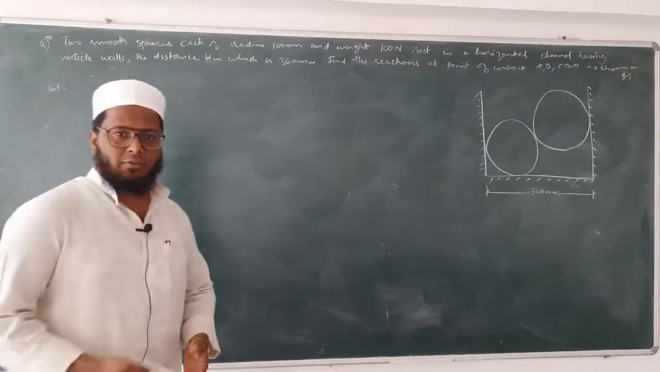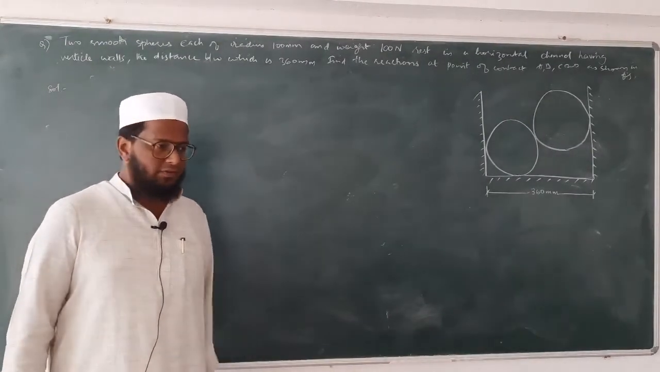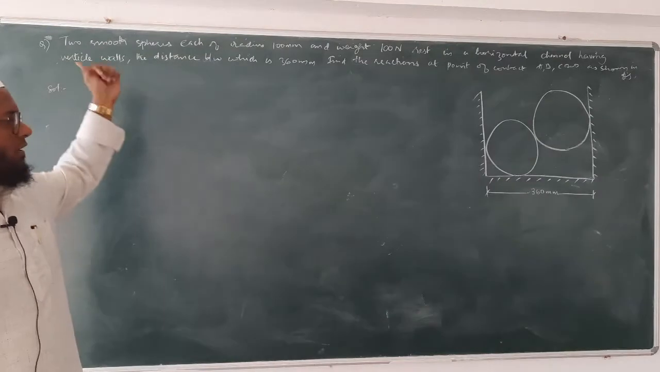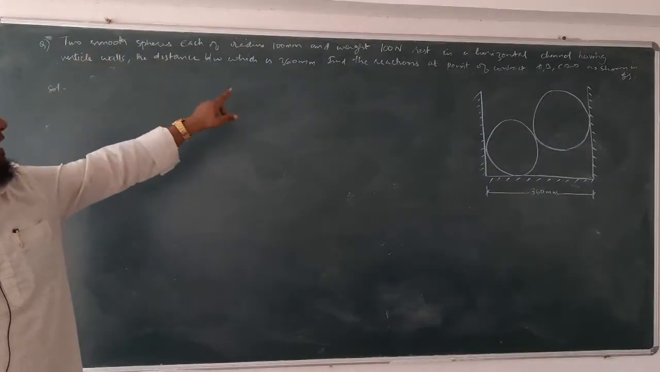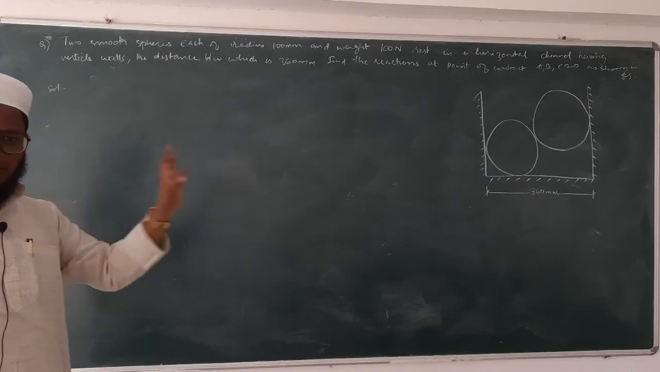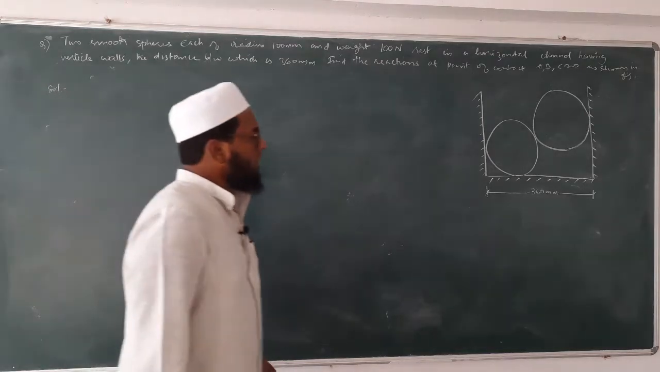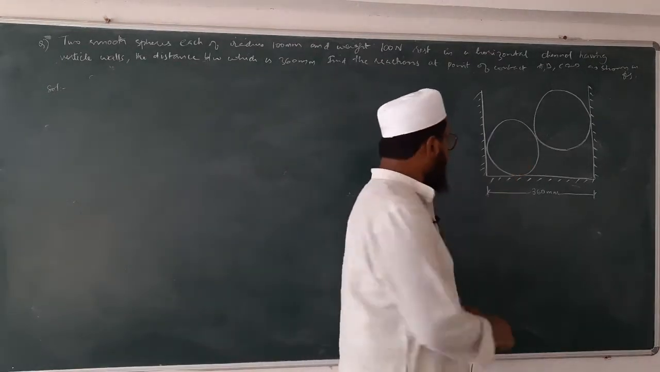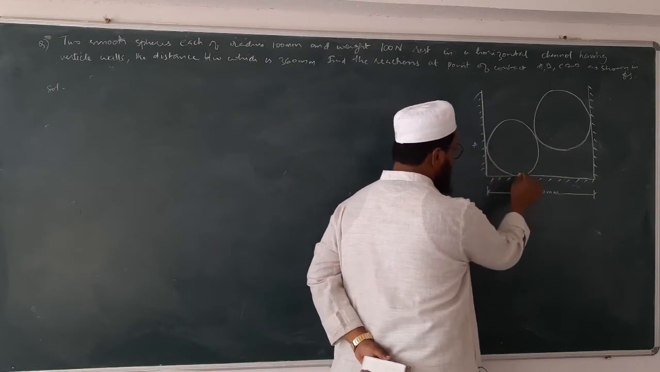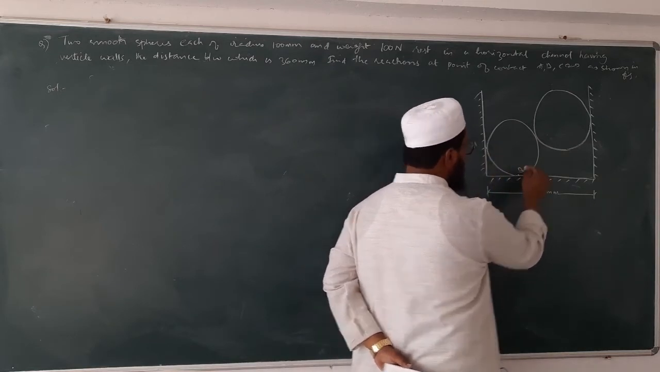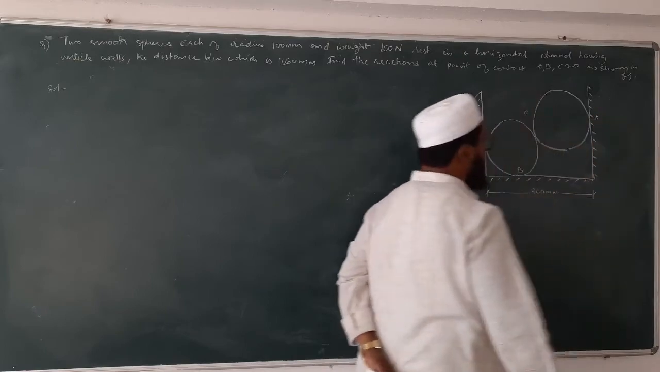So, very important question. We have seen this question many times in previous question papers. So see here, two smooth spheres, each of radius 100 mm and weight 100 Newton. That means each weighing 100 Newton and each radius is 100 mm. Now we have to calculate reactions at point A, B, C and D.